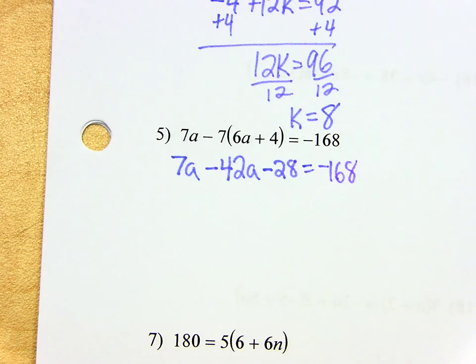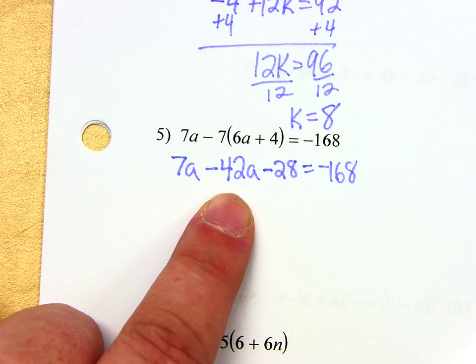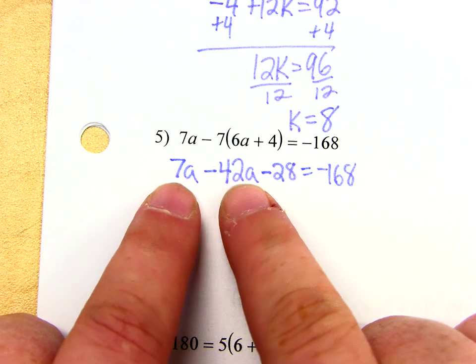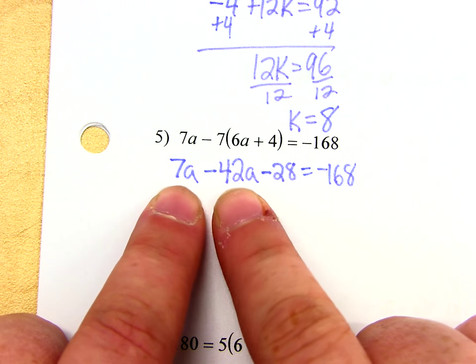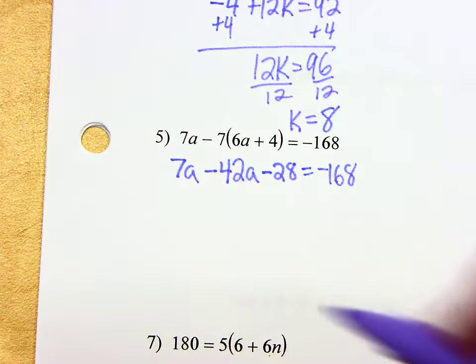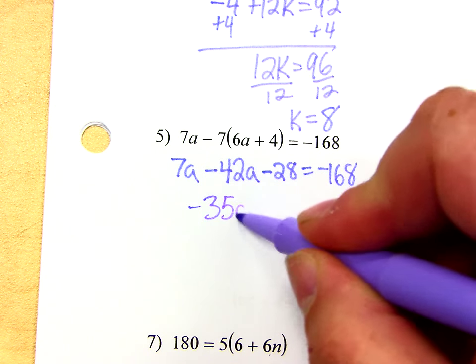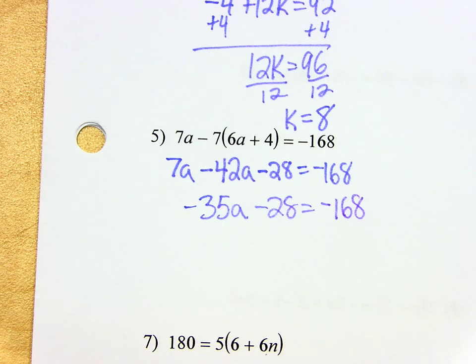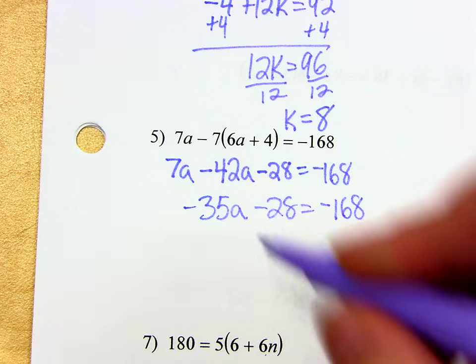So before I start adding or subtracting things from both sides, I'm going to try and combine like terms on each side. So if I just look at the left-hand side, isn't there something I could do here? Yeah, I can put the A's together. What's 7A and negative 42A? If I add them together, what do you get? Negative 35A is correct. Now I'm back to a normal two-step equation. So what would you do next? Add 28.